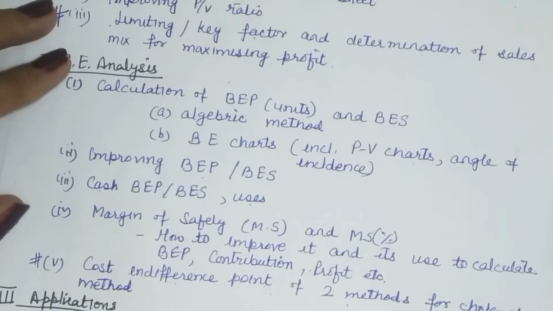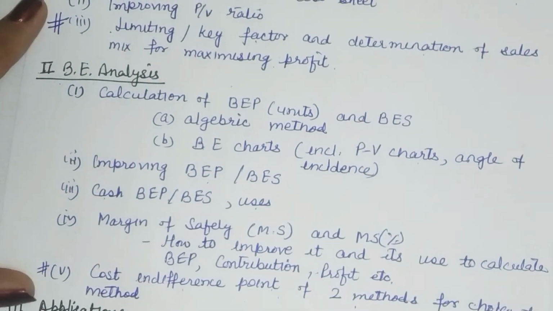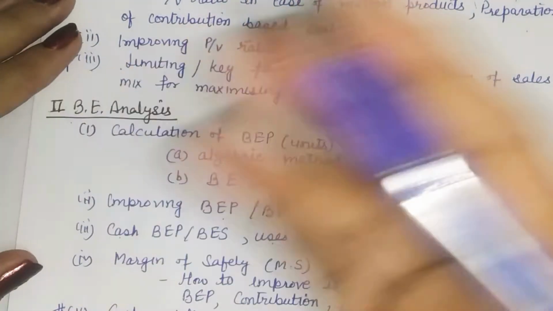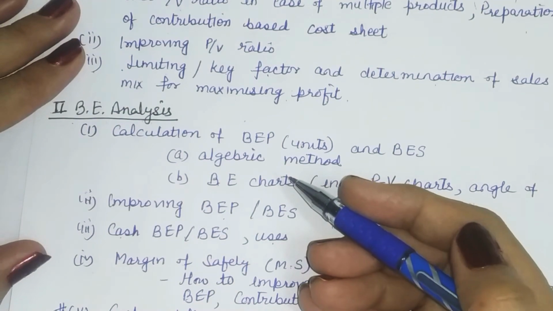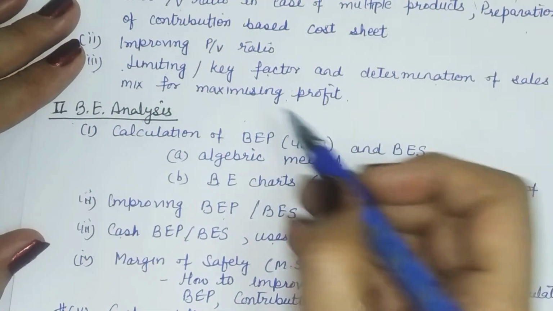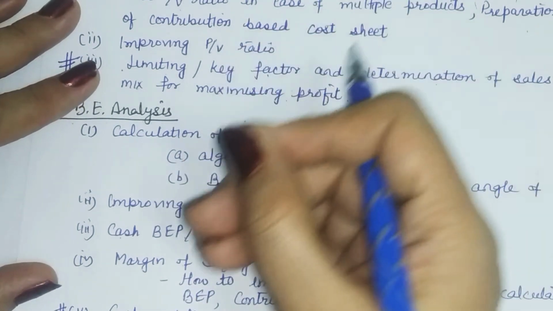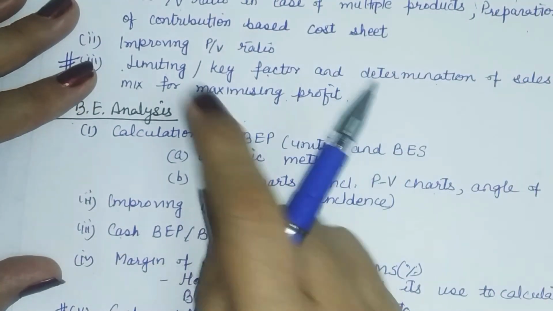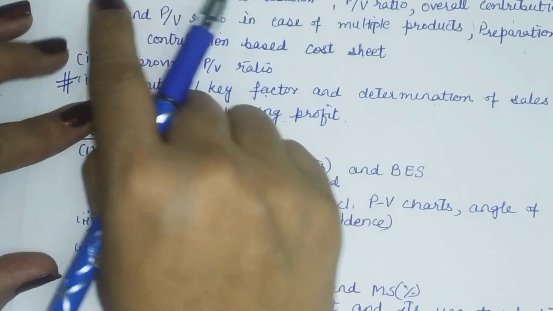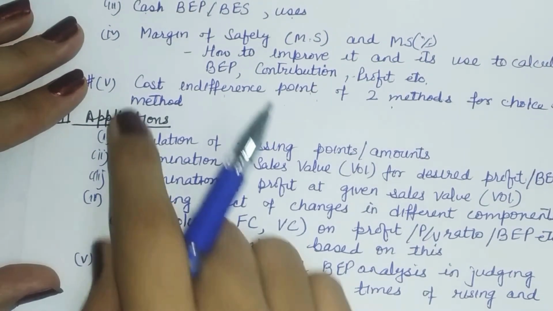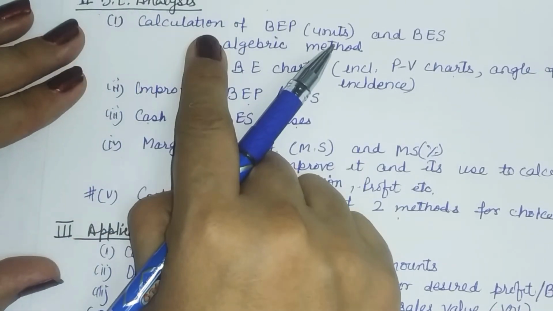Now why am I giving you these two applications separately along with these analyses? Because once we have done the analysis and then we solve the questions, sometimes students get confused. When they have determination of sales mix, they wonder which technique to use. Then you should remember, for sales mix PV analysis is to be used, whereas for choice of methods, which is based on cost, we need to use break-even analysis.